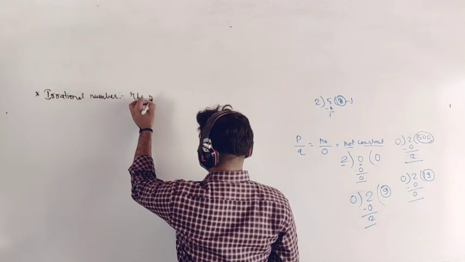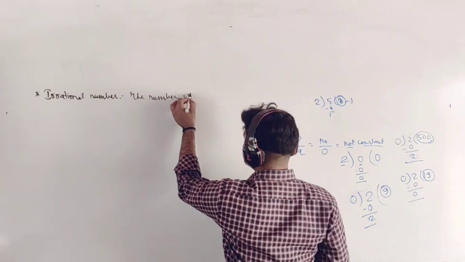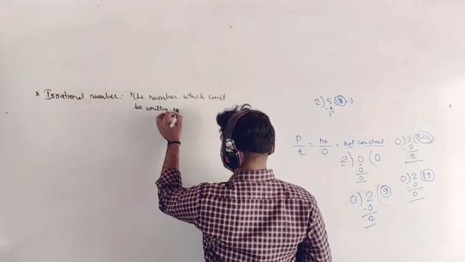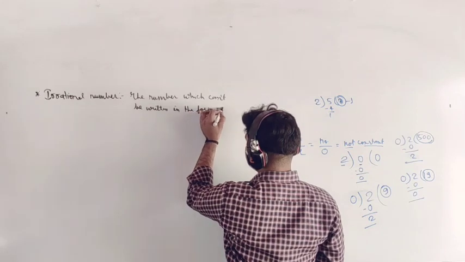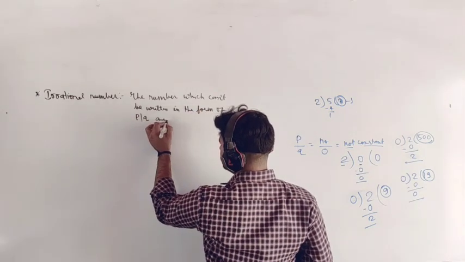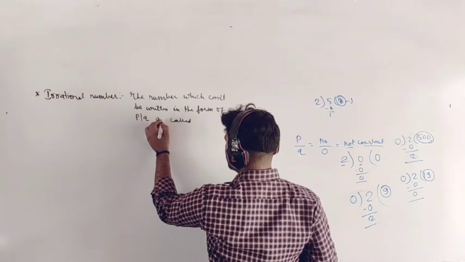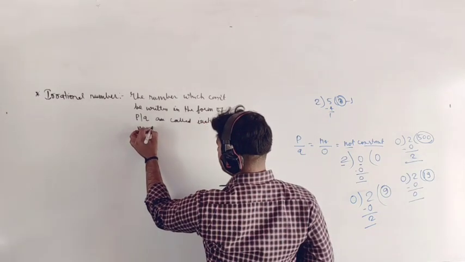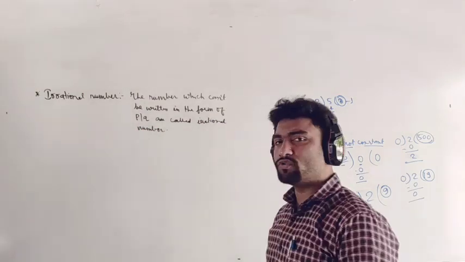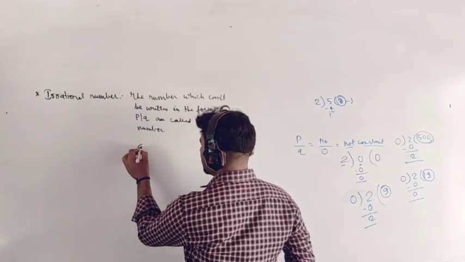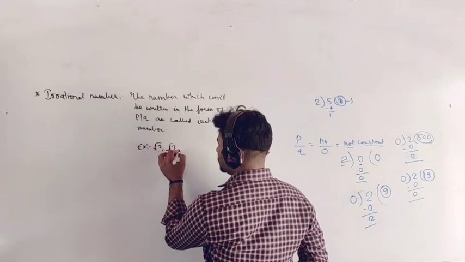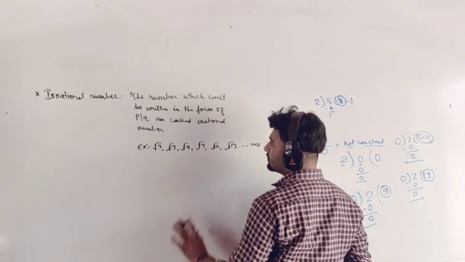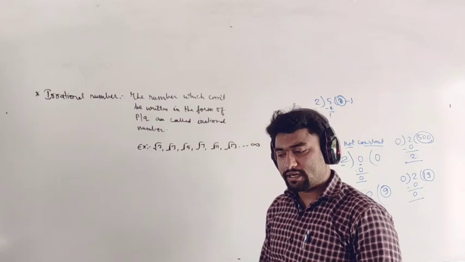Irrational number: the numbers which can't be written in the form of p upon q are called irrational numbers. मीन्स वैसे नंबर जिसको p upon q के फॉर्म में ना लिखा जाए उसे हम irrational नंबर कहते हैं। Example: √2, √3, √5, √7, √11, √13, these are irrational numbers. Clear that? Is there any problem from this topic?